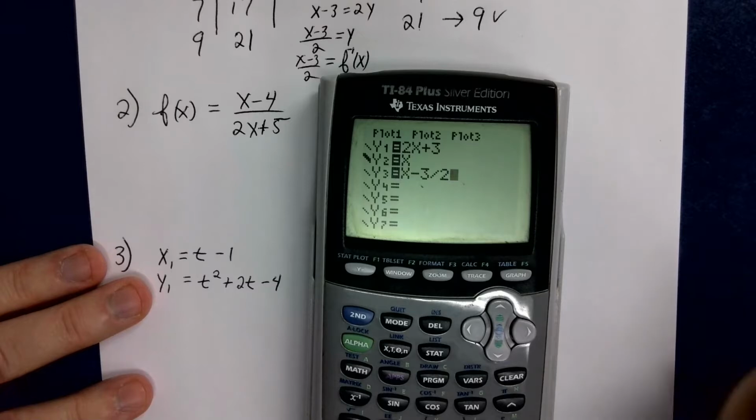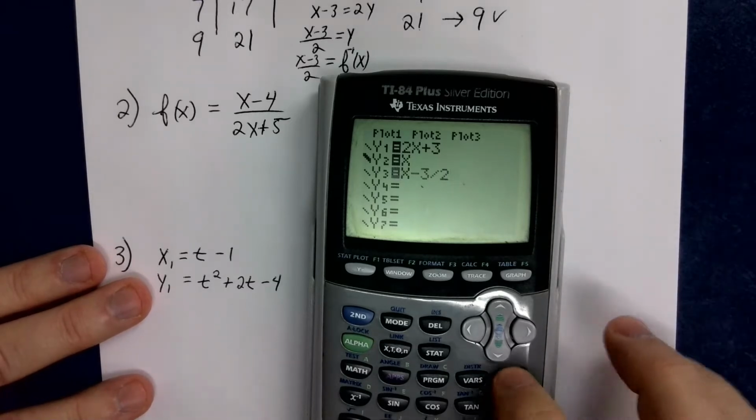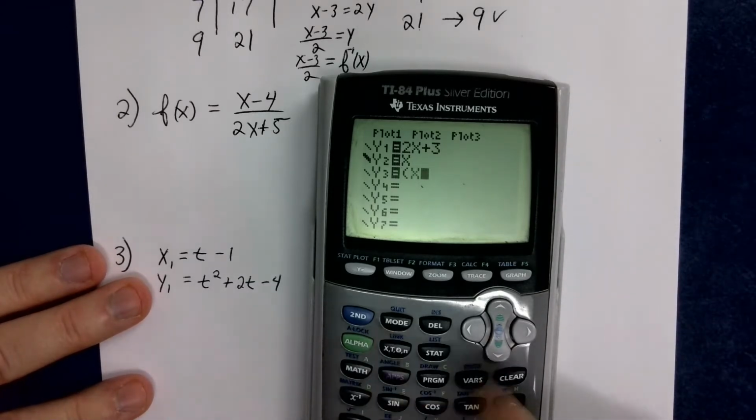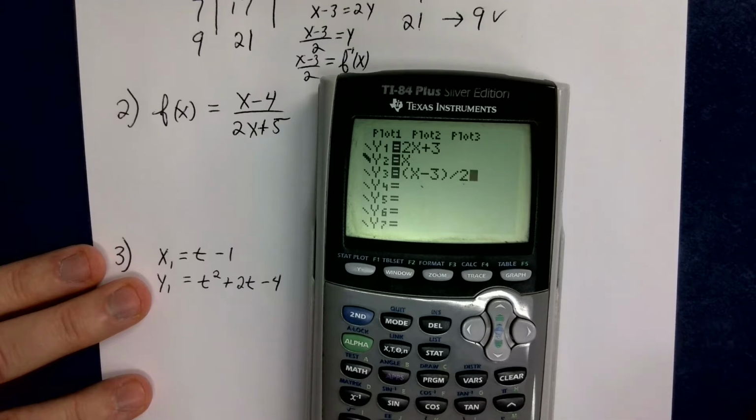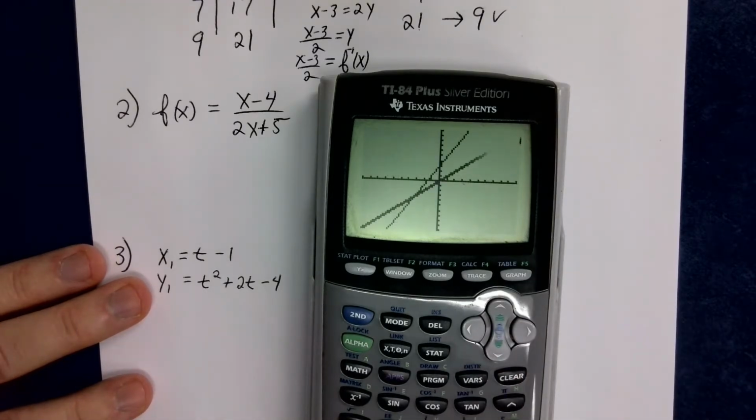No. So we've got to be really careful when we input these things in. This is (x minus 3) over 2. If I don't include my entire numerator in parentheses, then it's not going to give me the right stuff. So now you hit graph, and there's my y equals x line, and there's my other line.